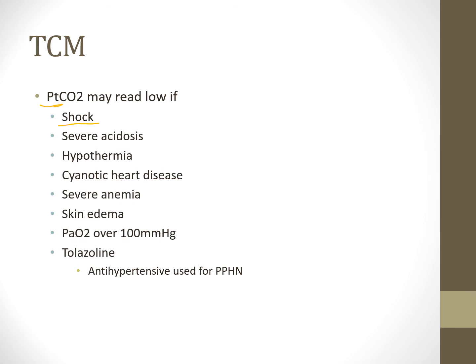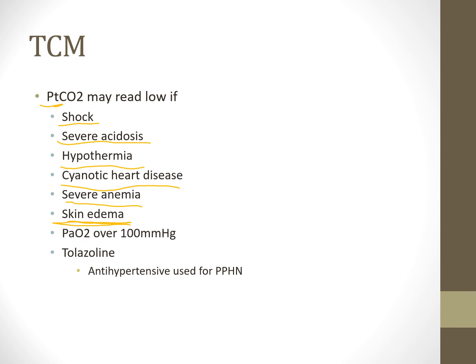Severe acidosis. The blood pressure is very, very low, so they're not going to get a good sampling. Severe acidosis, of course, would cause vasodilation and therefore decreased delivery. Hypothermia, of course, would cause vasoconstriction, therefore decreased oxygen delivery. Cyanotic heart disease, so we're not going to use it on congenital heart shunted kids. Severe anemia, because they need a good blood sample to get it. Skin edema, right, because it goes through the skin. If we're increasing the edema, we're not going to be able to read it well.